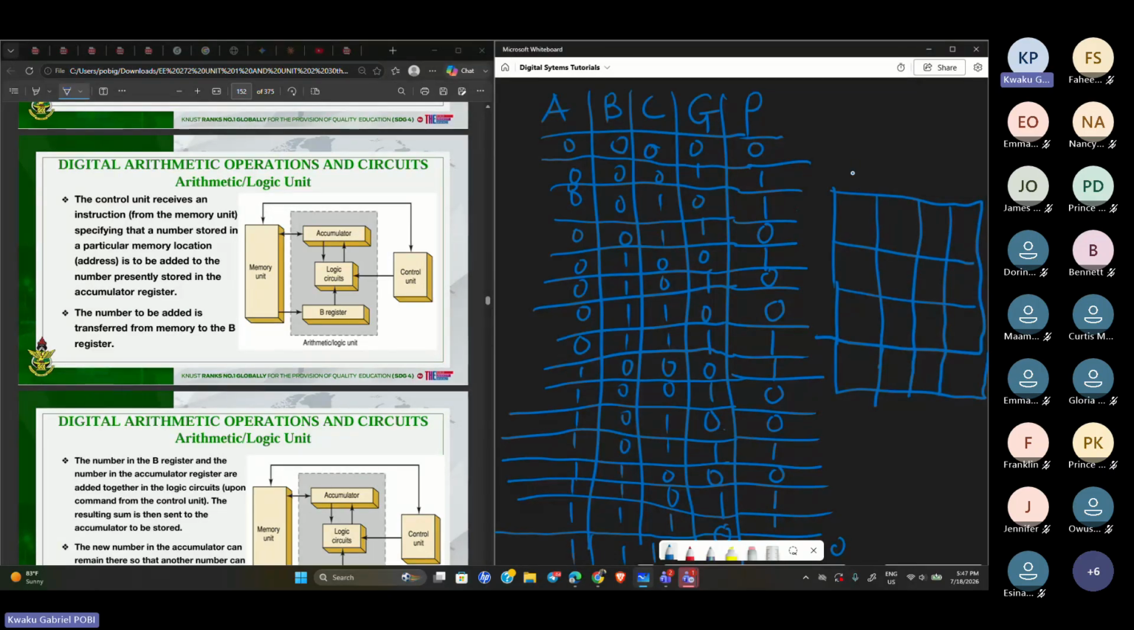Okay, now let's do this. So you have A, B here. You have 0, 0, 0, 1, 1, 1, and then 1, 0 here. And then you have C, G, right? That's the movement. So P is what we are doing here. So here too, you have a 0, 0, 0, 1, a 1, 1, and then a 1, 0, right?